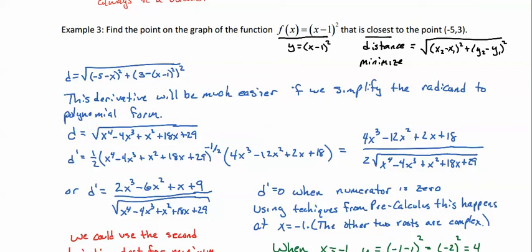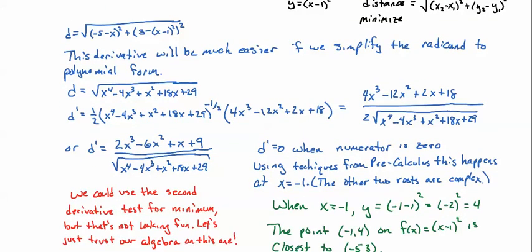When we find the derivative, remember the radical is the same as the 1/2 power. I'm using the chain rule. I'll bring that 1/2 in front, leave the inside alone, raise it to the power of negative 1/2, and then multiply by the derivative of the inside. So I'm going to take the derivative of the polynomial, which is 4x cubed minus 12x squared plus 2x plus 18. When I rewrite this with the negative 1/2 power taken to the denominator, and then I divide everything by 2, I'll end up with d prime equals 2x cubed minus 6x squared plus x plus 9 over the square root of x to the fourth minus 4x cubed plus x squared plus 18x plus 29.